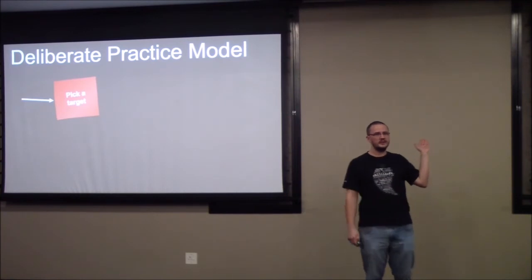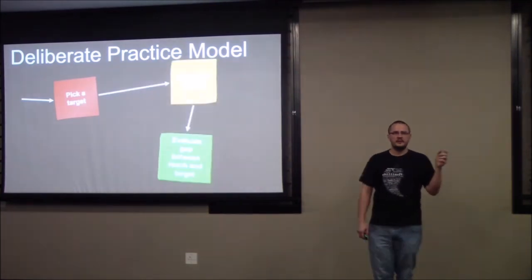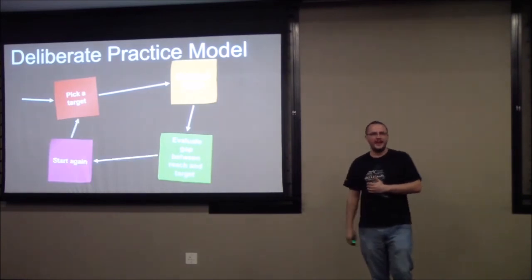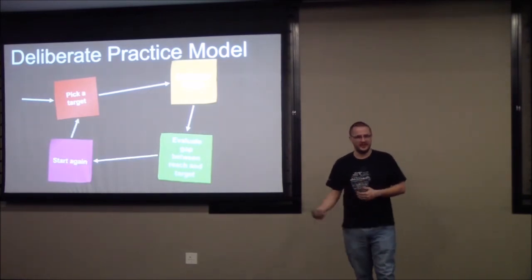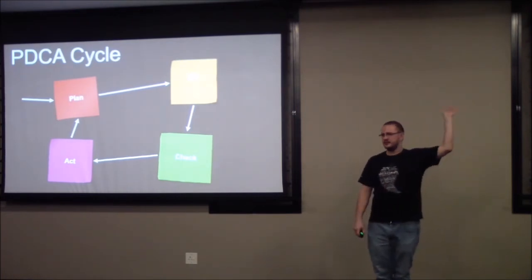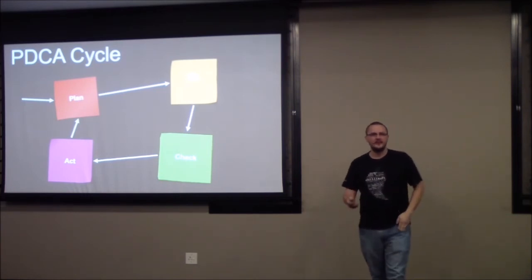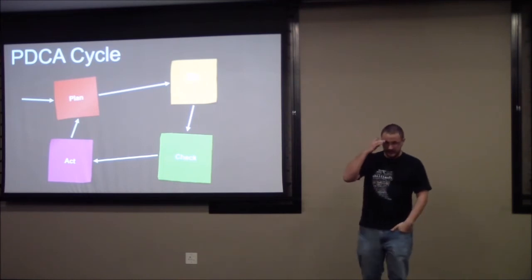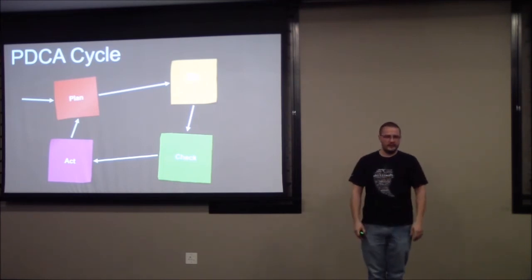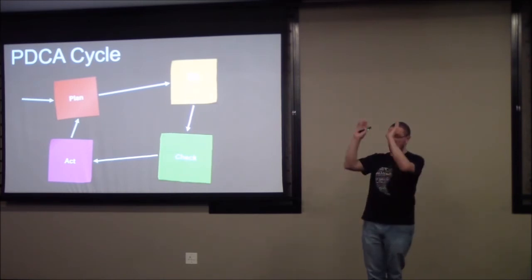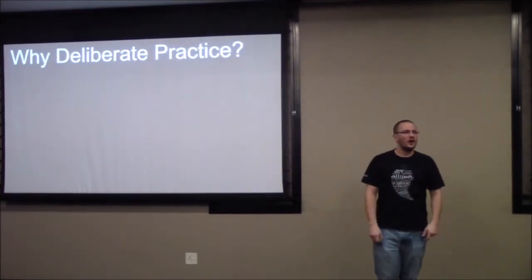And the model is you pick a target, you reach for that target, and you evaluate your gap. Oh man, how bad am I? And then you start again. You take that learning forward. This also happens to be the plan, do, check, act cycle. Who knows what the plan, do, check, act cycle is? Okay, so it makes a lot more sense to you guys now. If any of you have ever read any specification where self-improvement is needed, like food safety or whatnot, the plan, do, check, act cycle is everywhere.